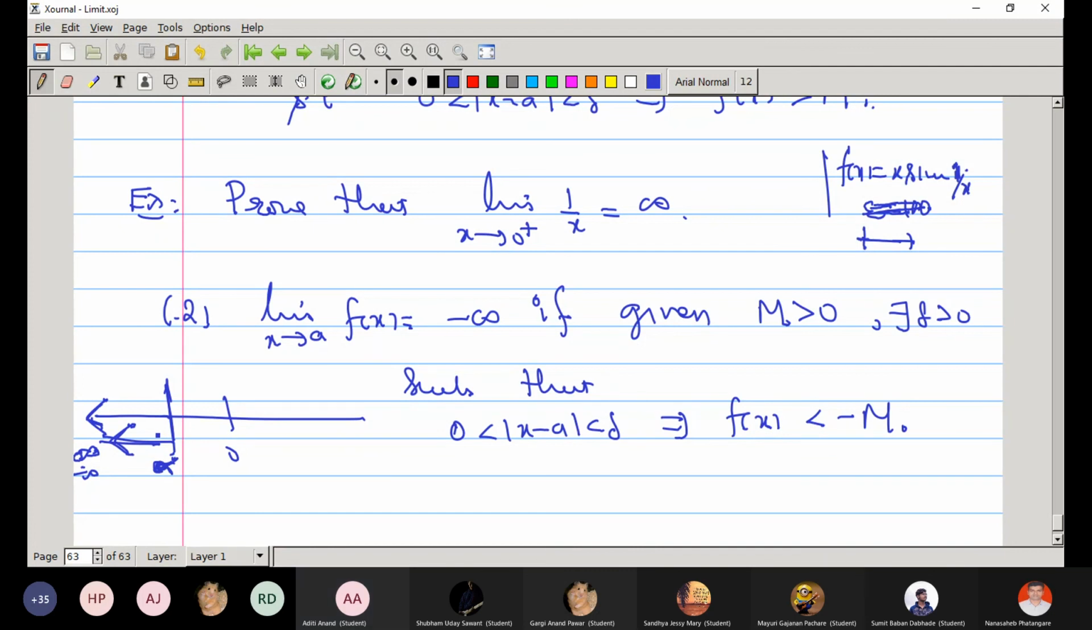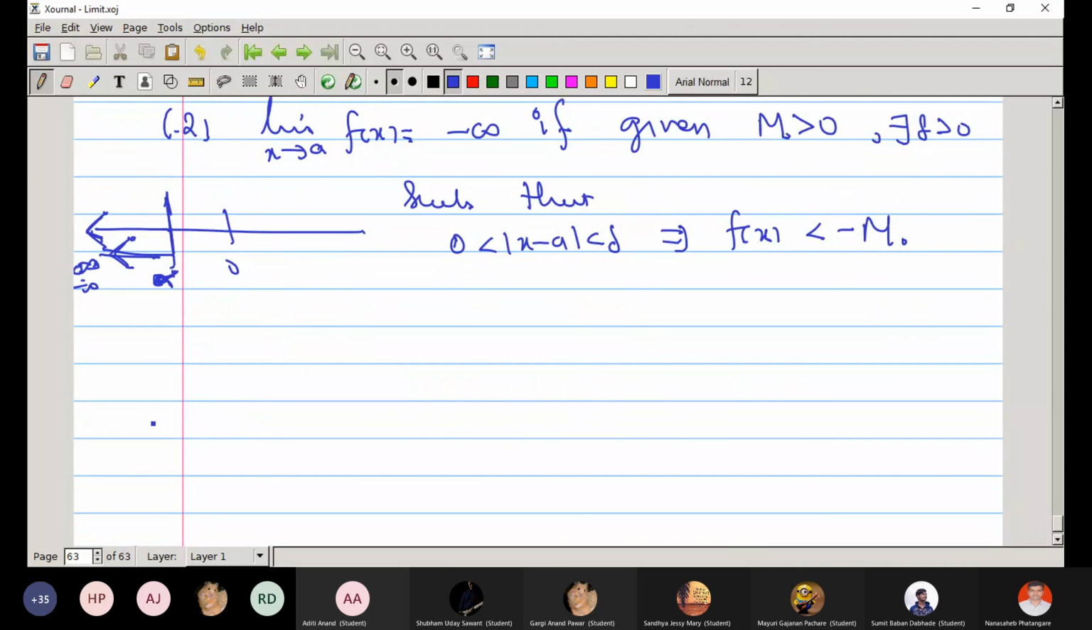Okay, sir. Right. That means we want to go closer to minus infinity, so we should have a very large negative. So I am choosing a large positive m, so its negative is very large negative. Yes. Okay, sir.